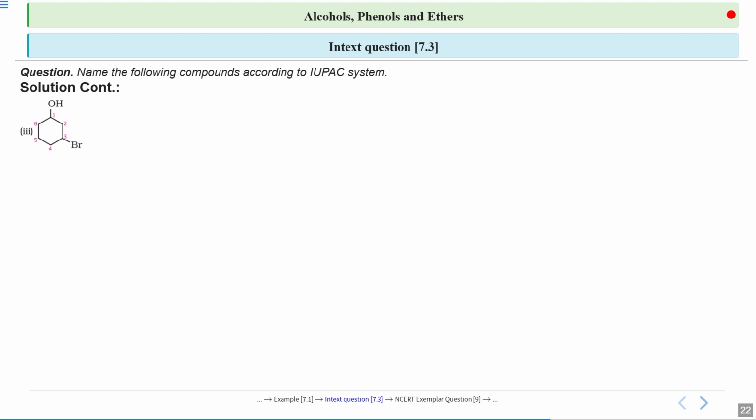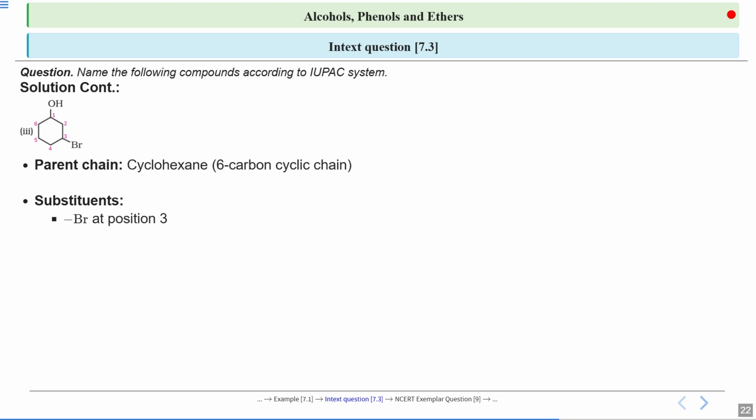Then for our third compound, this is a cyclohexane attached with OH, cyclohexanol, and also attached with bromine. So we have done the numbering, with the lowest possible number given to the carbon containing the OH group. So the parent chain is cyclohexane, a 6-carbon cyclic chain. The substituent is bromine, which is present at the third position, and the OH group is present at the first position of the carbon of the parent chain. So the IUPAC name will be 3-bromocyclohexanol.